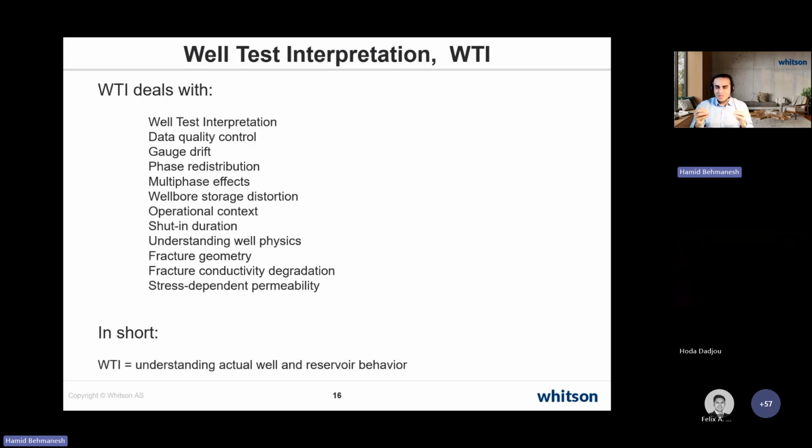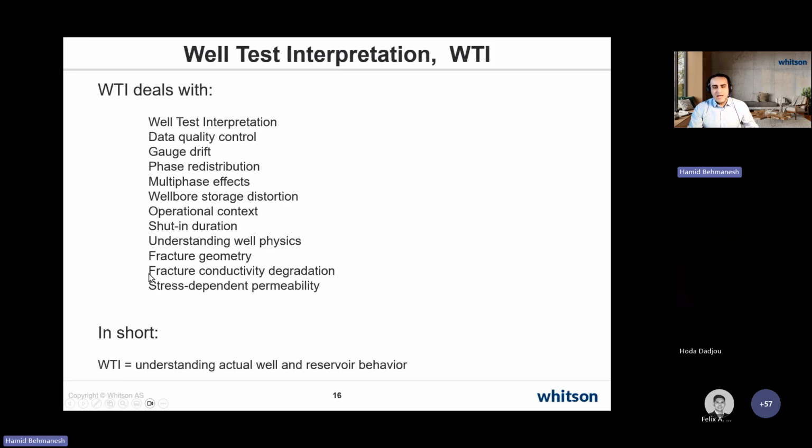The phase redistribution and phase distribution in the wellbore is also a big part of that. Multi-phase effect. All the PTA work fundamentally deals with single phase, oil or gas. But the truth of the matter is that they're producing water, oil, and gas all at the same time. So what would be the result of analysis if our data is impacted by that multi-phase flow? There is very much more beyond that.